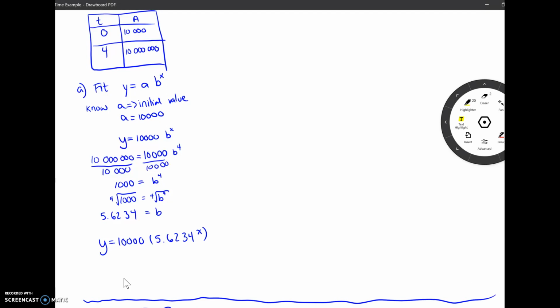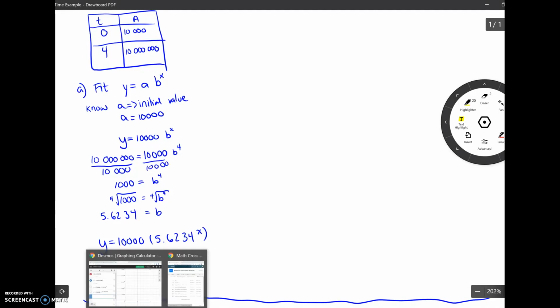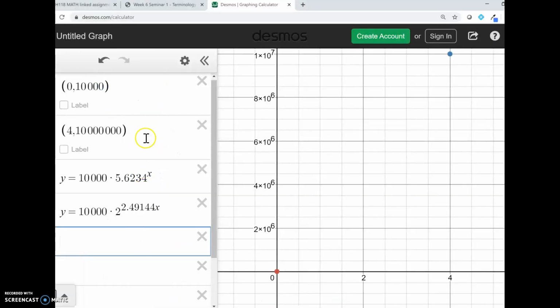Okay. I'm going to show you something here that we didn't go over in class, but how could we know that this is reasonable? If I was to try and visualize information that I was given in the question using a graphing software like Desmos, let's say, I could graph the point (0, 10,000) and the point (4, 10 million). And then I could draw the curve y is equal to 10,000 times 5.6234 to the power of x. And notice that my curve goes through both of my points. Excellent. So we know that that works and it fits the curve at those 2 points that we were given.